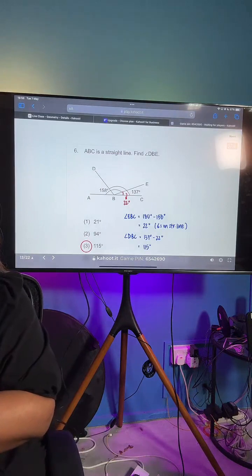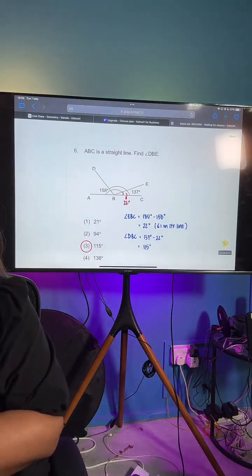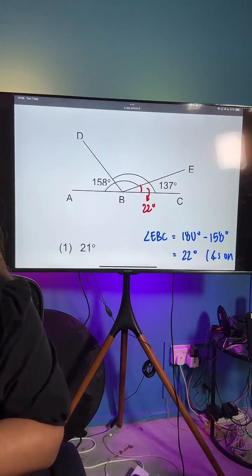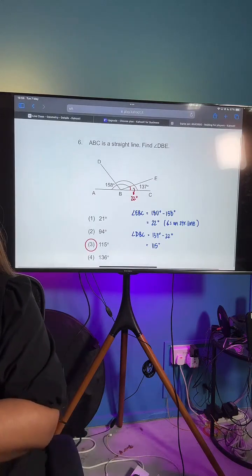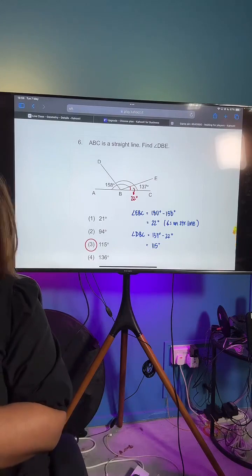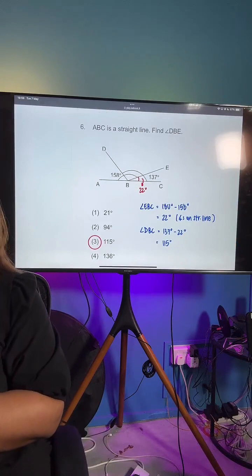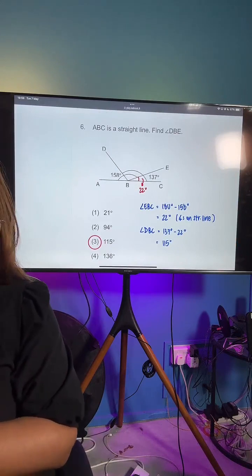So all you got to do is take 180 minus 158 to give you this smaller angle here, 22. And then take 137 minus 22 to give you the angle that you want, DBE. Sorry, in the solution, it should be DBE, not DBC, okay? DBE is 115 degrees, all right?